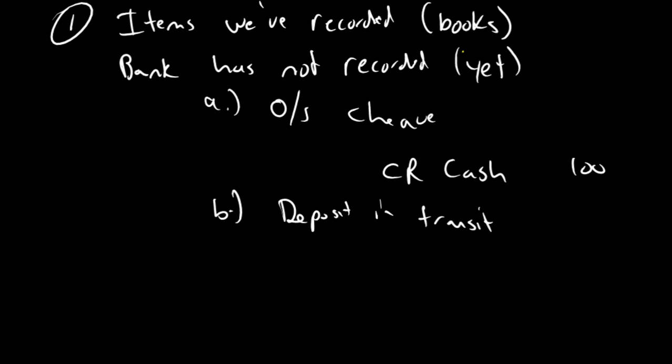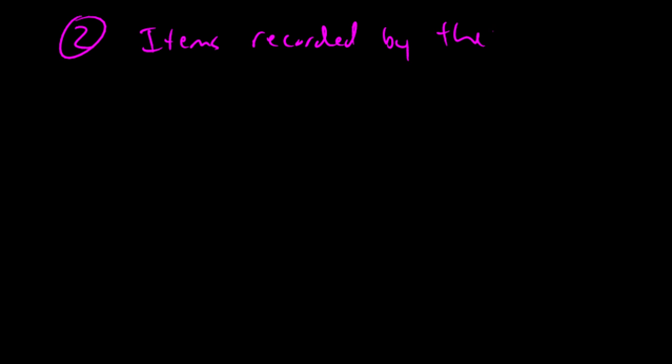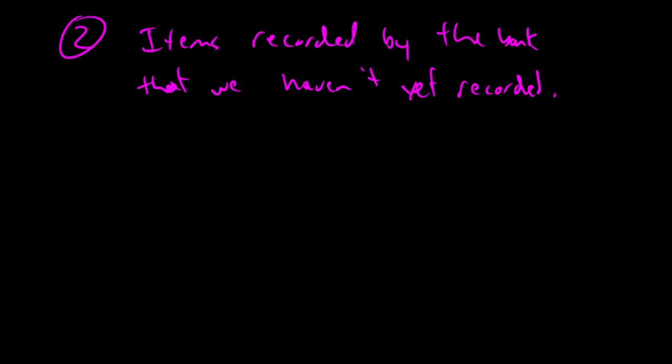Now, here's our other big category of reasons that these might be different. And this is for items recorded by the bank that we haven't yet recorded. So these are things that the bank has recorded, but we haven't gotten to yet for one reason or another. What's an example of this?